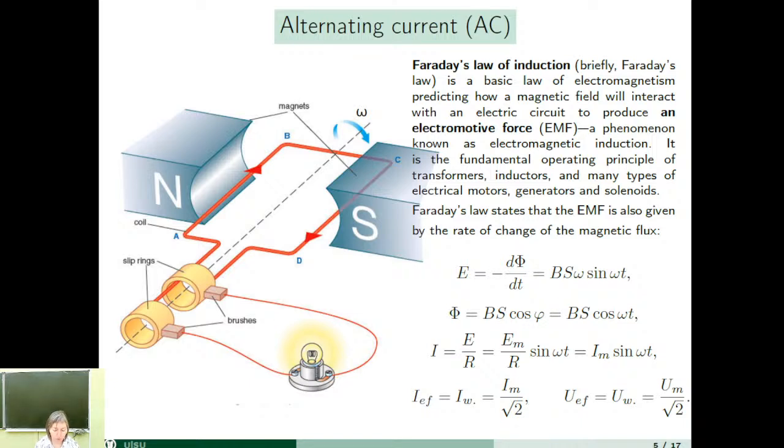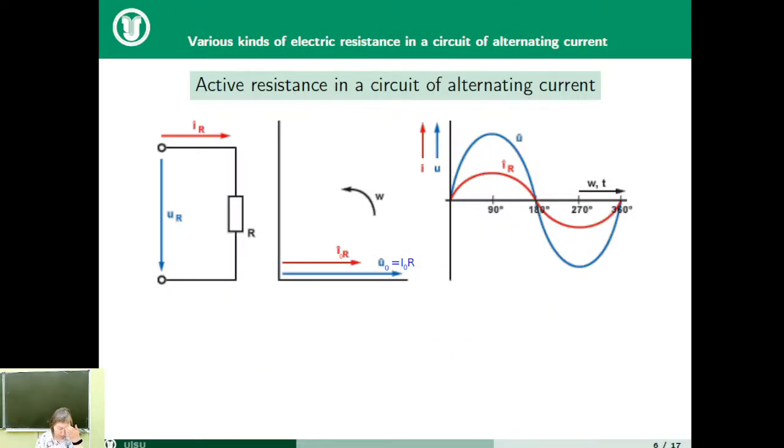Various kinds of electric resistance in a circuit of alternating current. First of all, let's talk about active resistance in a circuit of alternating current. Look at this picture. Resistance R in a circuit of alternating current is called active, since at a passage of a current in it there is an irreversible loss of energy.